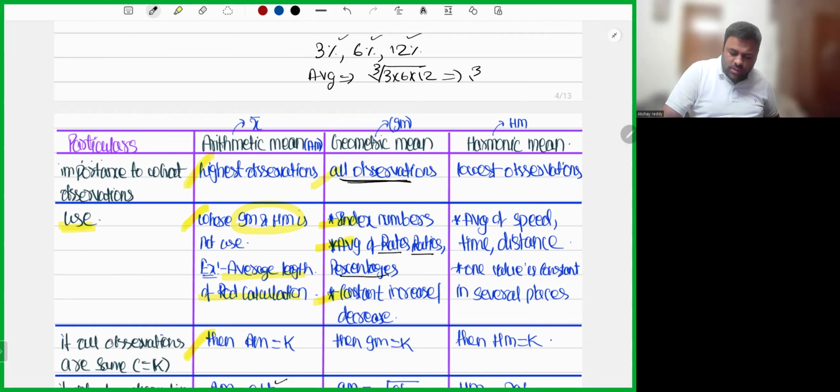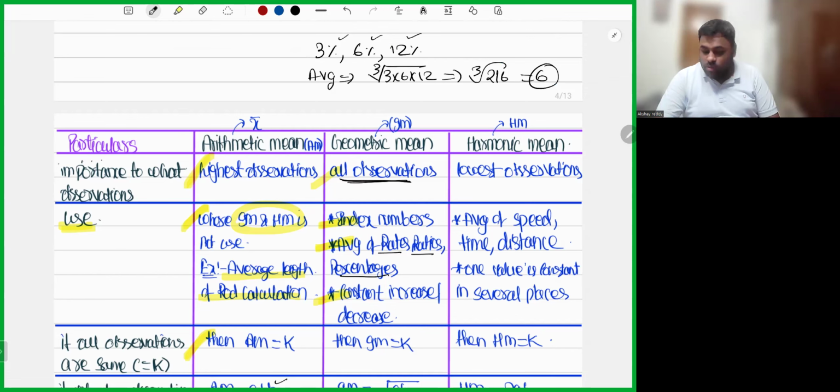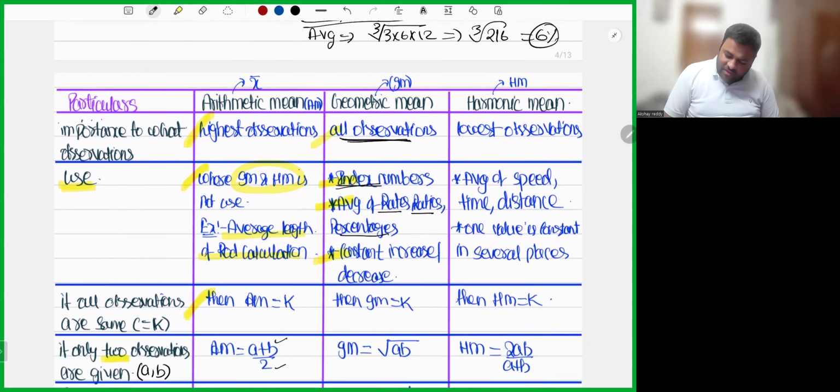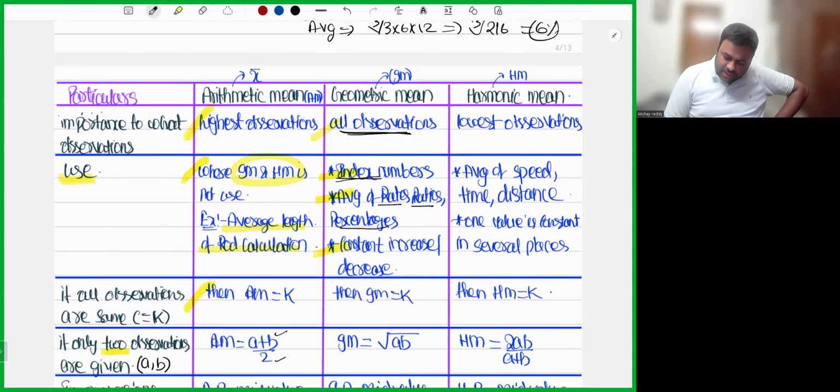3 under root 216 is equal to 6, because 6 cubed is 216. Or else you can say it is in geometric progression, so the mid value is the geometric mean. That's also fine. In index numbers, I'll tell you why geometric mean is used. Next, it is used for averages of rates, ratios, and percentages.